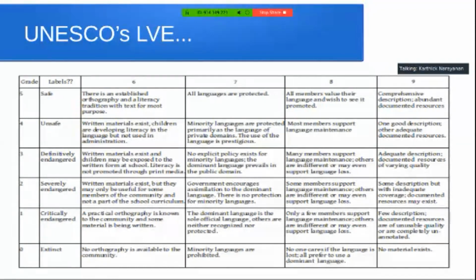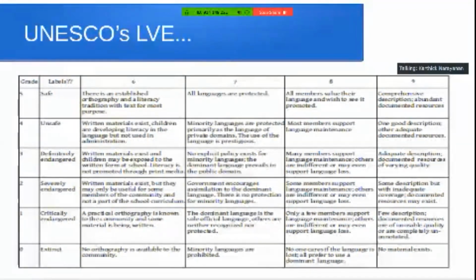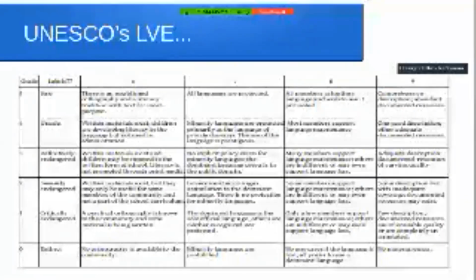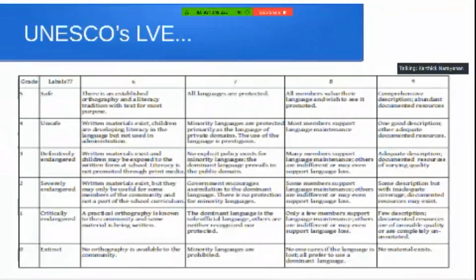Similarly, I can also assess the speakers' attitudes. Those are again going to be: all speakers have positive attitudes, most, many, some, only a few, no one cares. So positive attitude starts with all: safe. Most: unsafe. Many speakers support language maintenance, but the rest do not bother about it: definitely endangered. Only some support language maintenance: severely endangered. Only a few support the language: critically endangered, and none prefers it. That is almost like extinct.